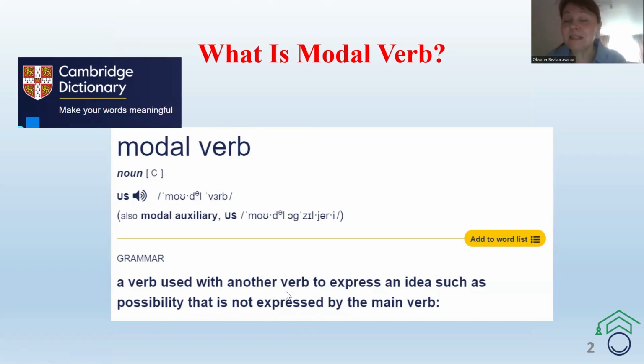Yeah? The main verb is the one which is translated. Yeah? And the auxiliary verb usually adds additional meaning. Yeah? Not only possibility, by the way. Yeah? It can be just ability, obligation, permission, and a lot of other meanings which we are going to talk about today.